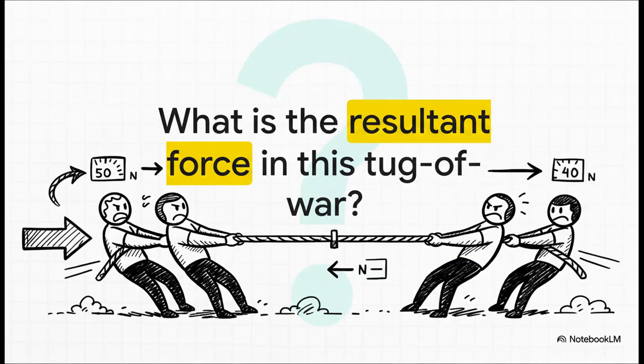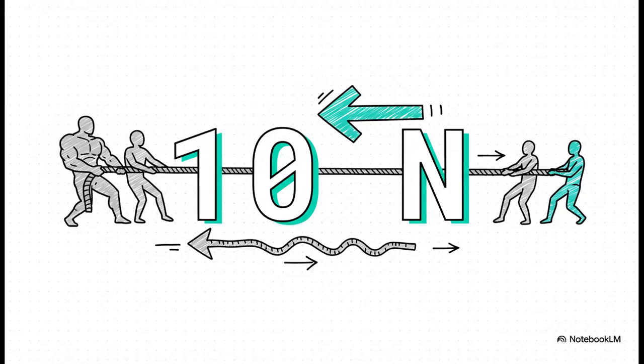All right, let's try one more to make sure we've got it. A classic tug of war. The team on the left is pulling with 50 newtons. The team on the right is pulling with 40. What's the result going to be? You got it, right? The team on the left is stronger, so the resultant force is 10 newtons, and it's pointing to the left. That rope is definitely going to start moving their way.